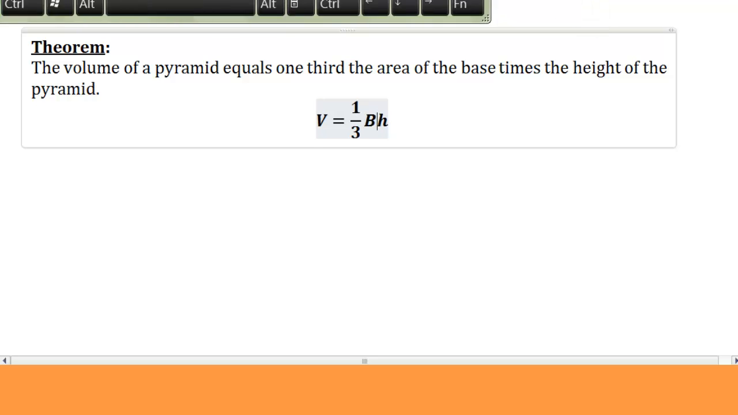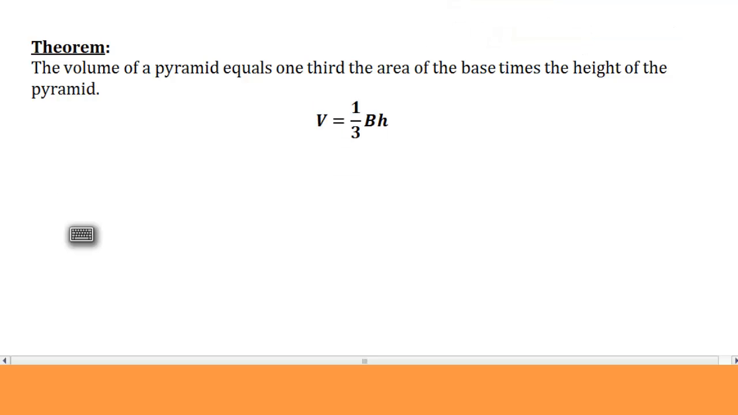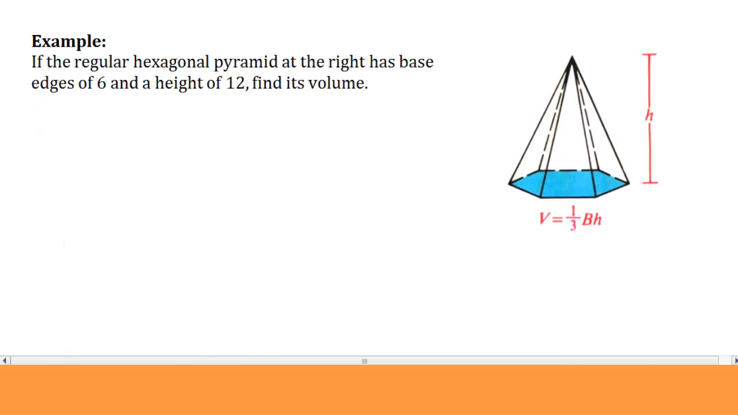There we go. One third the area of the base times the height of the pyramid. So let's use that here. If the regular hexagonal pyramid at the right has base edges of 6 and a height of 12, find its volume. So it's a hexagonal pyramid.